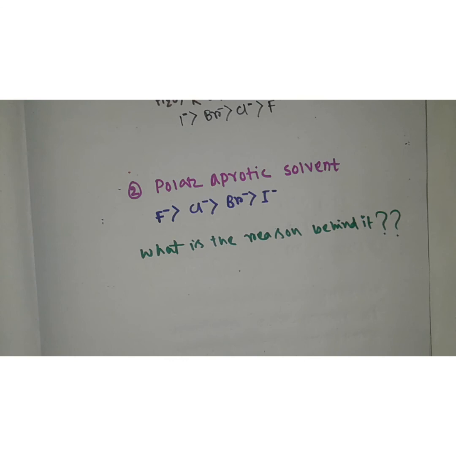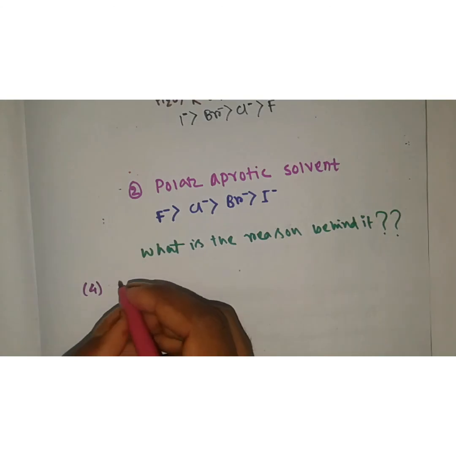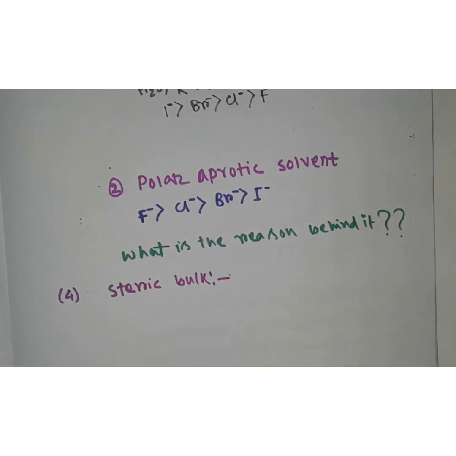Now we will discuss steric bulk. The bulkier the groups that are adjacent to a nucleophile atom, the slower the reaction will be due to steric hindrance.